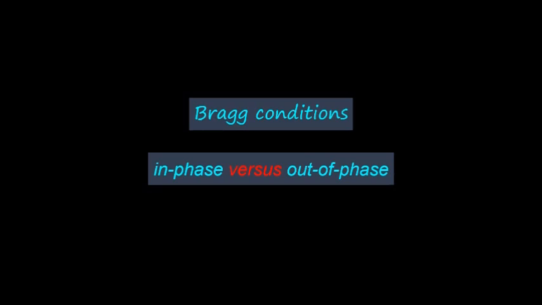When the angle of incidence of the X-rays does not satisfy Bragg's law or Bragg conditions, the emergent beams are no longer in phase and cancel each other. No reflected intensity will be observed in such a situation.